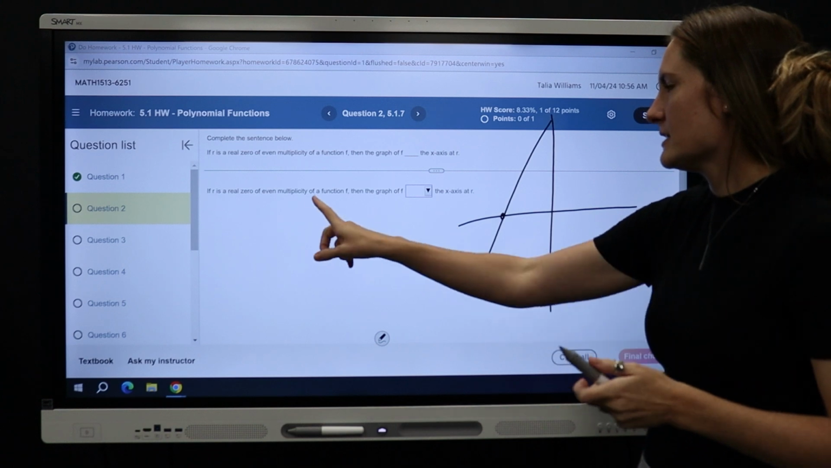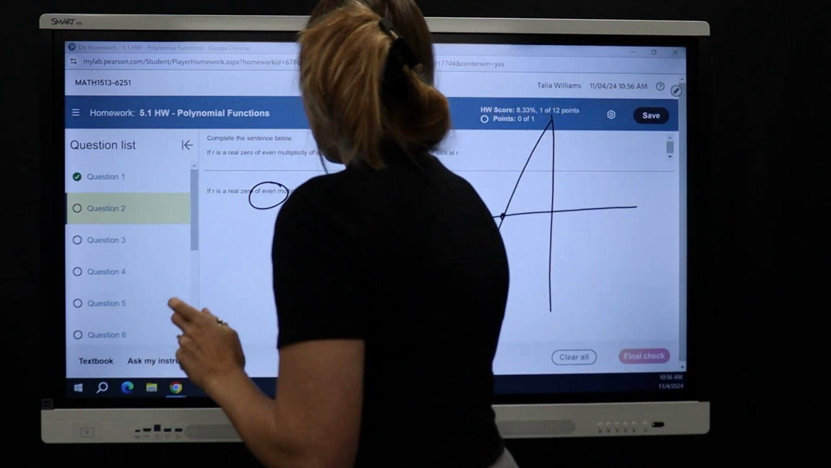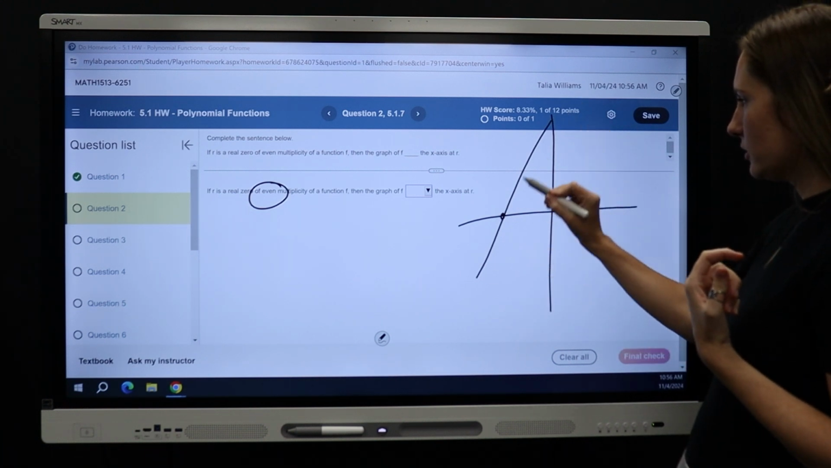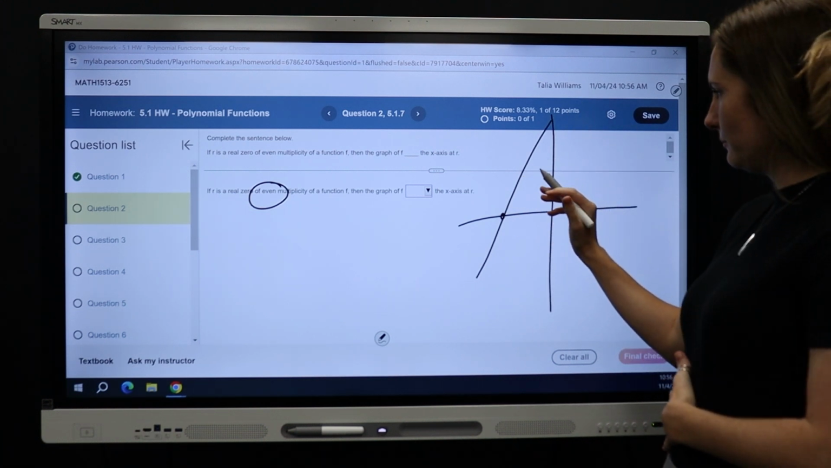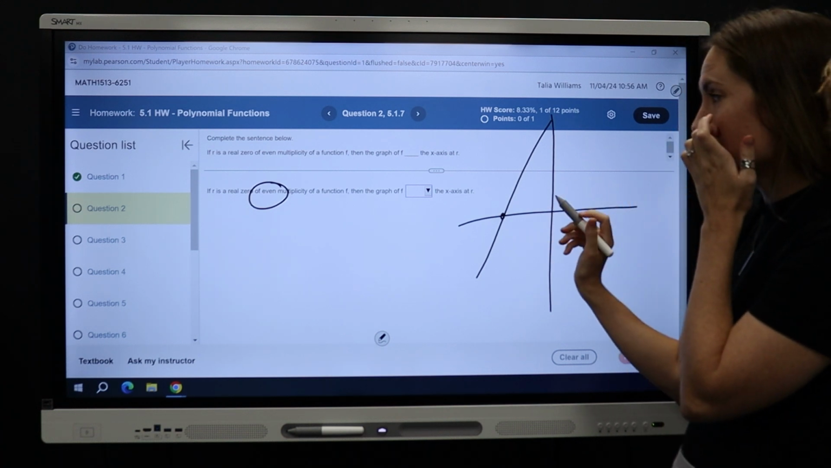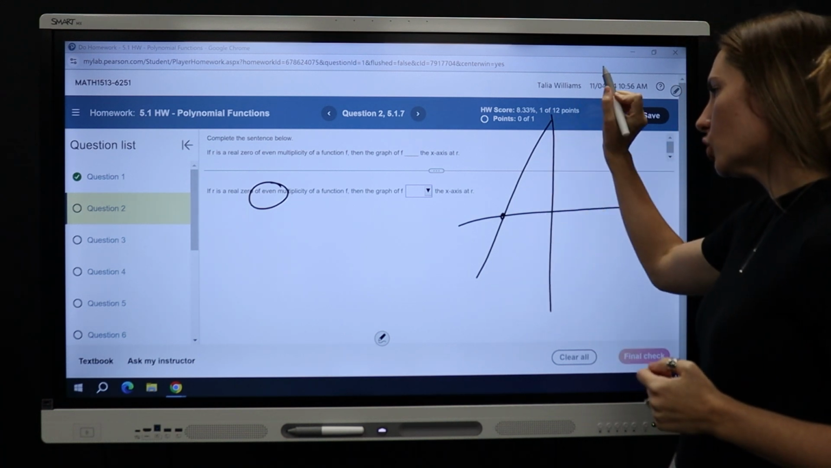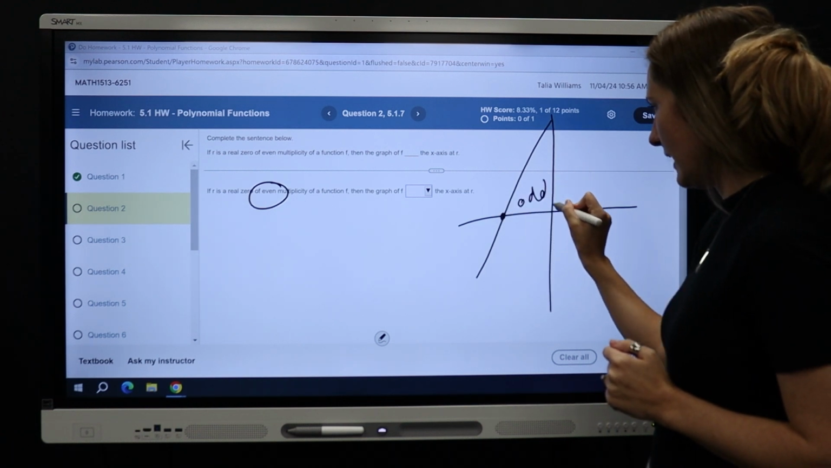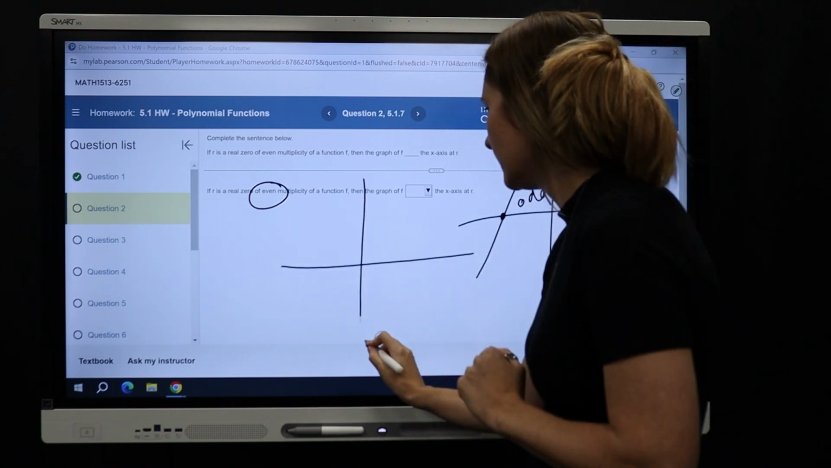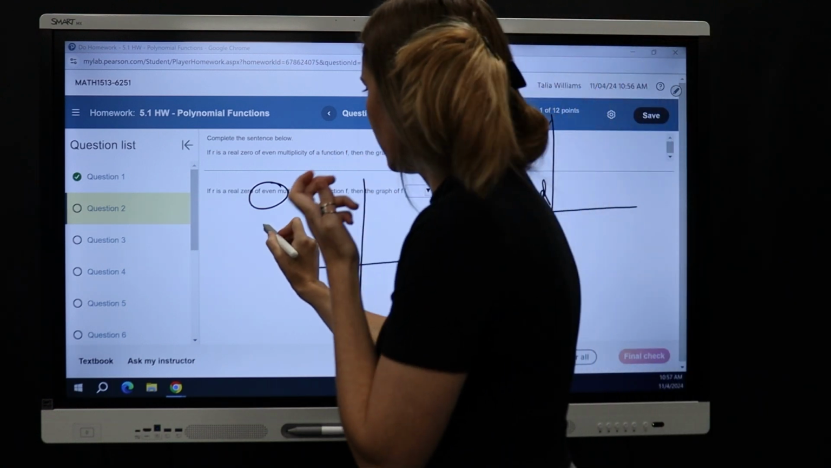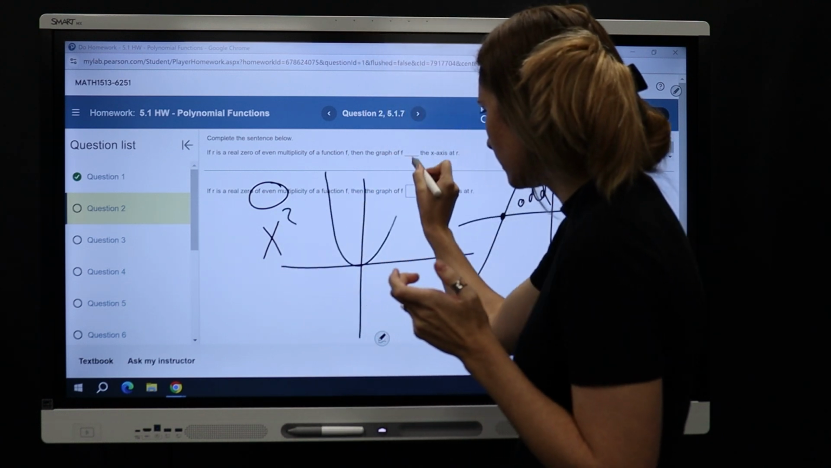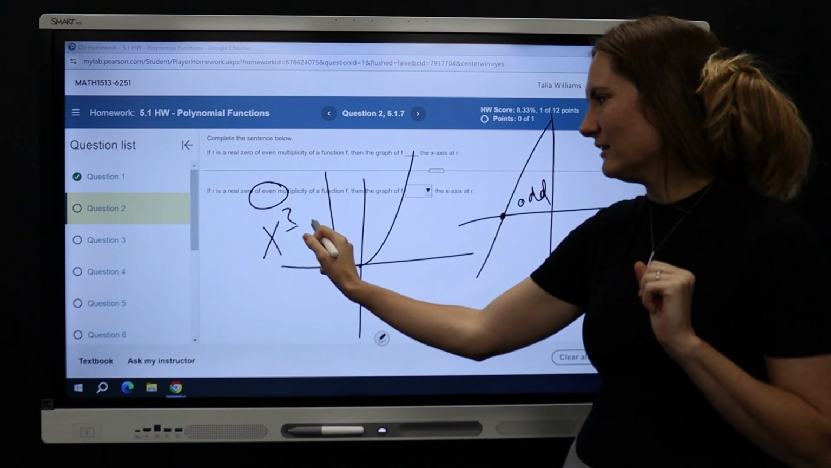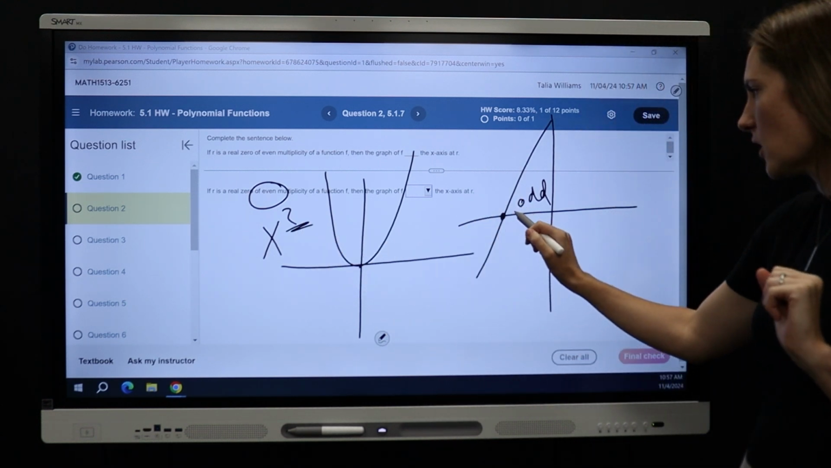Now, they're saying that this has an even multiplicity. So real quick, just thinking of our graphs, this one would have been a linear graph because it's a line, right? Which means it would have an odd multiplicity. So since it went across, this one was odd. Now, when we think of even graphs, x squared makes that pretty parabola shape. So this touches. When it's even, it touches. When it's odd, it crosses.